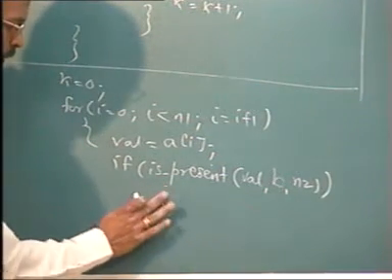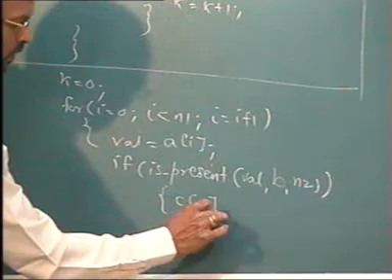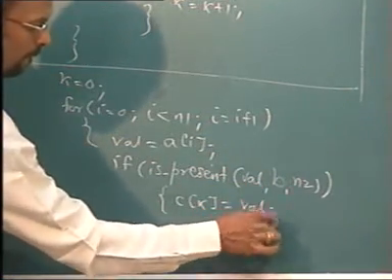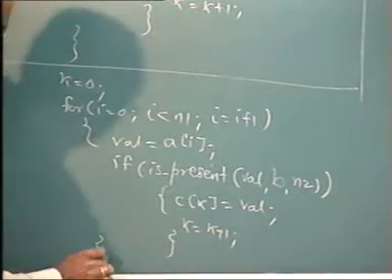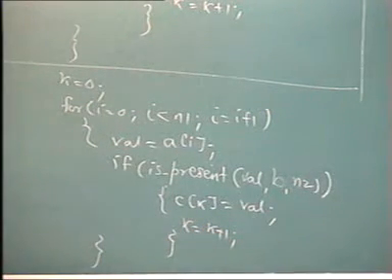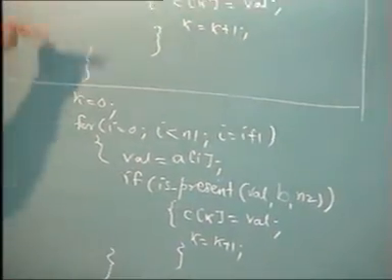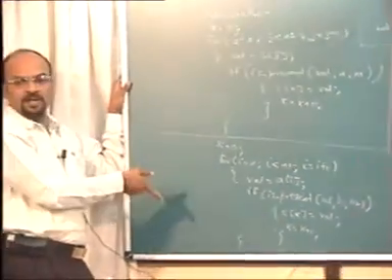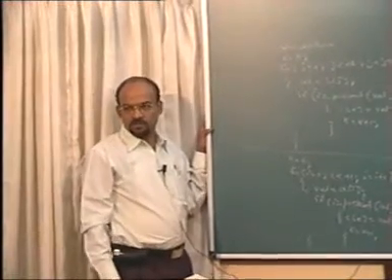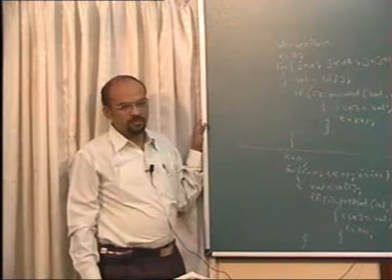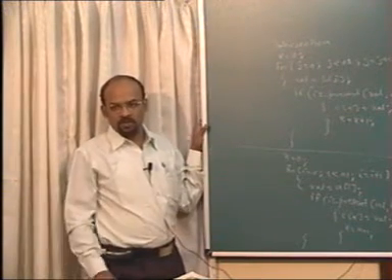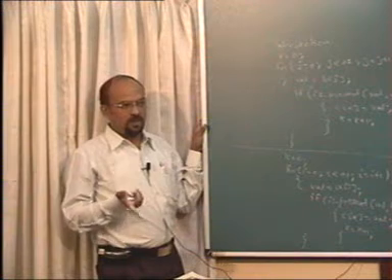And then it will be C of K is equal to val, K equal to K plus 1. So take down that function is present and its use, like check whether every element of B is present in A or every element of A is present in B. In either case you will get intersection. So this is the third time I am writing the same code. The first one, then the second one, then this is the third one.